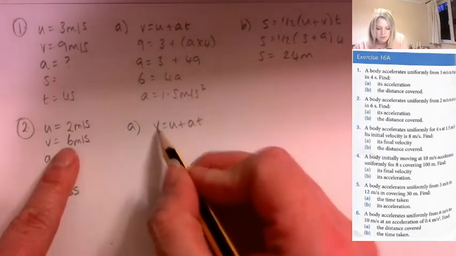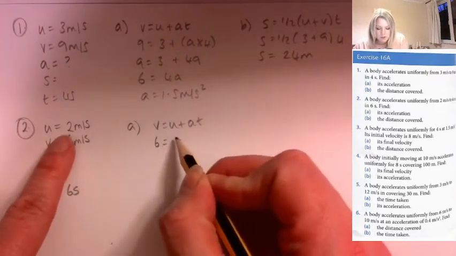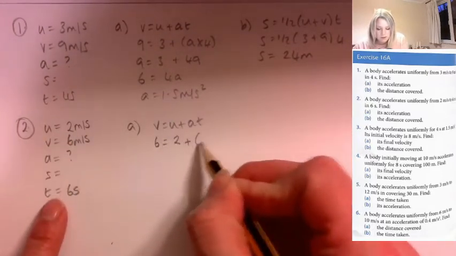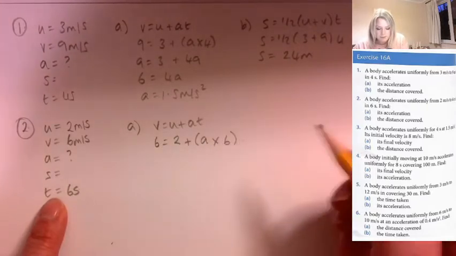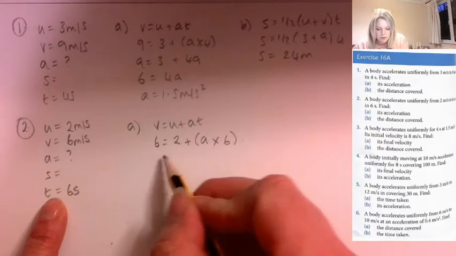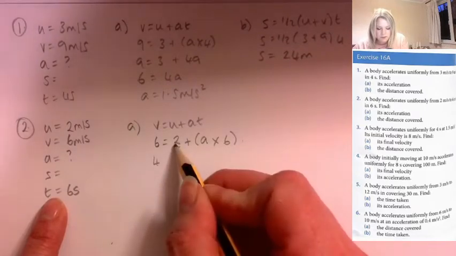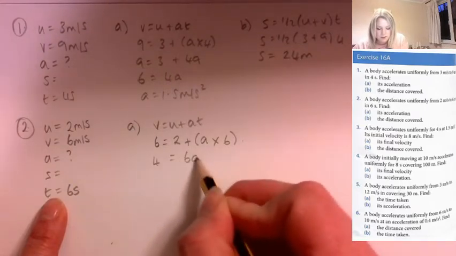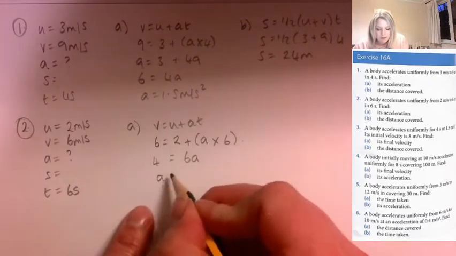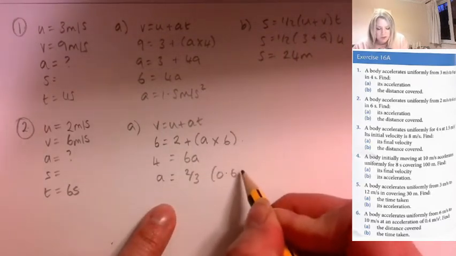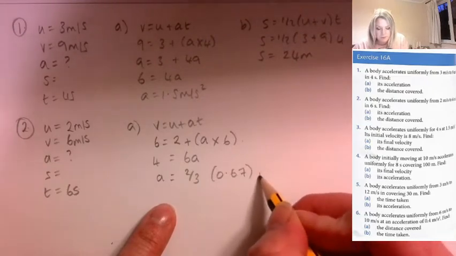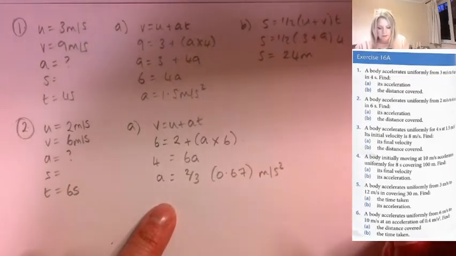So V is 6, U is 2, A is what we're looking for, and the time is 6. If I take 2 away from both sides, I get 4 equals 6A, and then that means A is 2/3, or 0.6 recurring, or 0.67 meters per second squared.